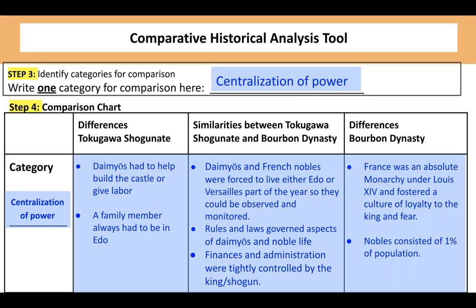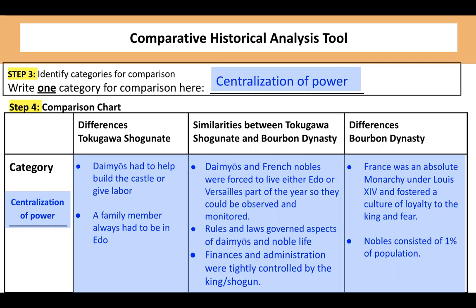Some differences in how they centralize: the daimyos had to help build the castle or give labor in the Tokugawa Shogunate. I didn't hear or see that about the Versailles Palace. I also know from previous knowledge that a family member always had to be in Edo. Even though the daimyos were not required to always stay there, a family member always had to be there. So while they were guests of the shogun, they were kind of held captive and hostages to make sure that the daimyos stayed in line. So I definitely put that in.